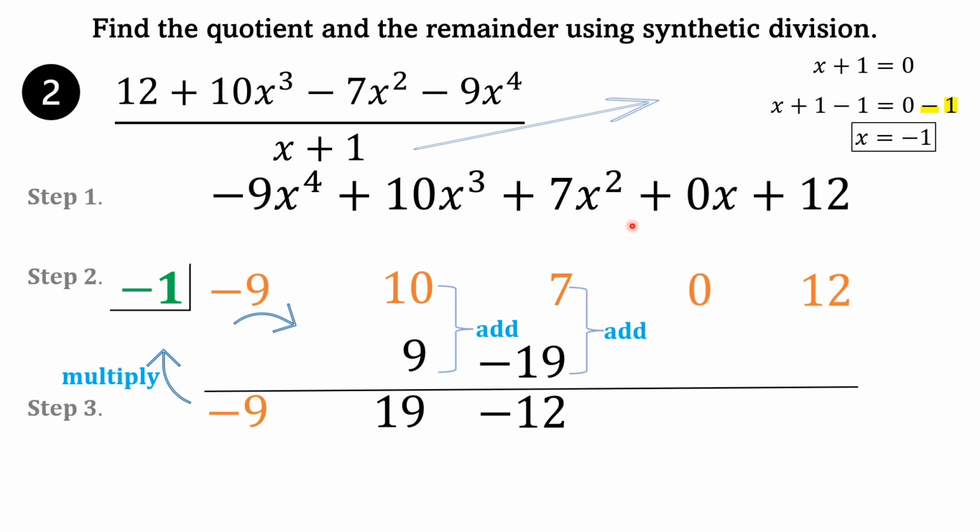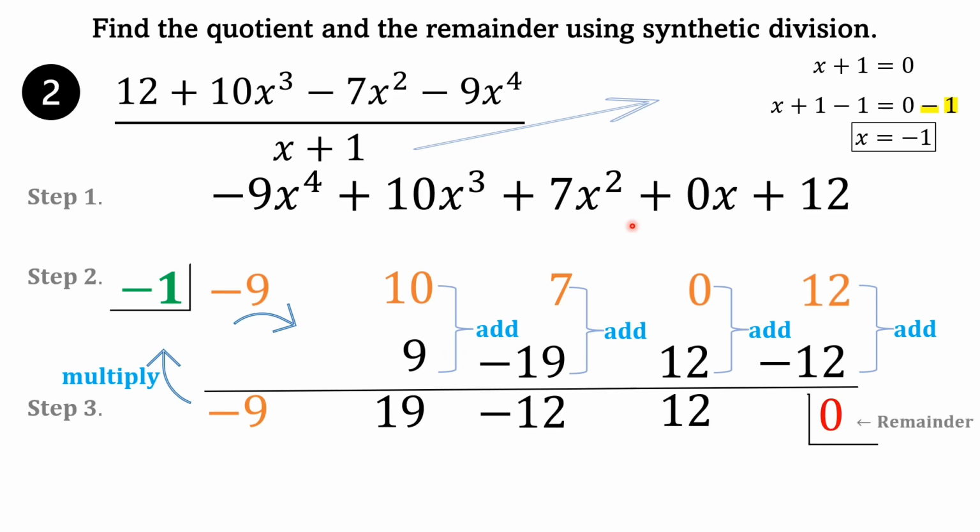Then the product, write it below 0. That is the fourth coefficient. Then add them. That is 12. And again, multiply it with negative 1. Write their product below 12. That's the last coefficient. Then again, add them. Write the answer below them. That will be the remainder. Negative 9, 19, negative 12, 12 are the coefficients of the quotient.